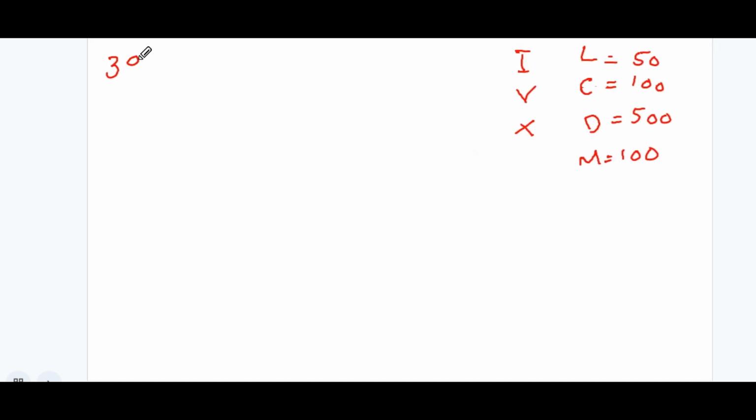Okay, so up to 399 it was possible for us to find our Roman numeral without using D. But what if I need to find 400? For finding 400, how many times do I need C? I need C 4 times, like this: C, C, C, C. But you know that we cannot write any letter 4 times.